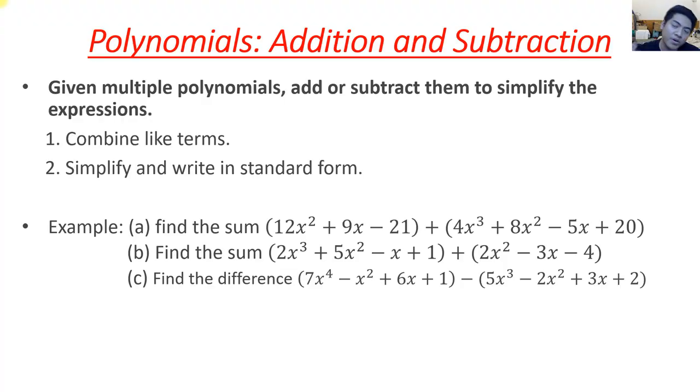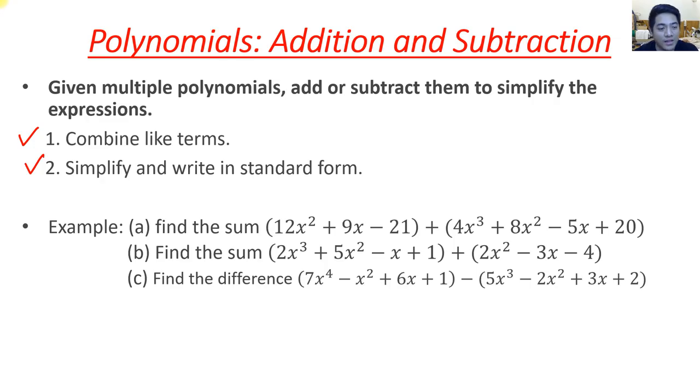We can also perform operations on polynomials, which involve addition, subtraction, multiplication, and division. In addition and subtraction, given multiple polynomials, add or subtract them to simplify the expression. Here are the two basic steps: combine like terms when adding or subtracting, then simplify and write the result in standard form.